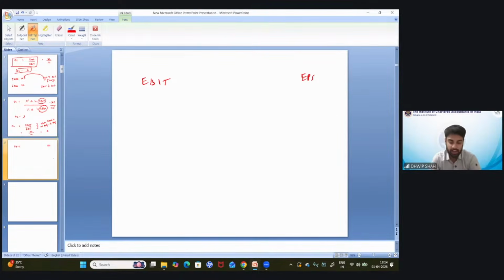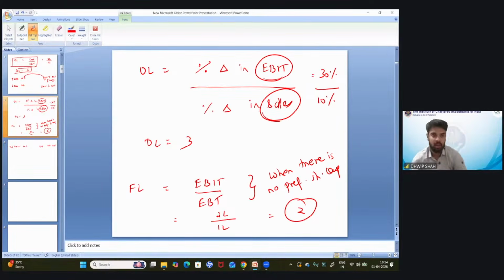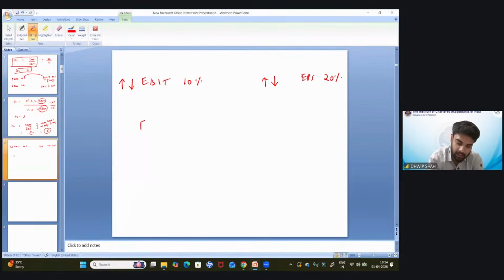Okay? So with the same analogy, financial leverage is a study from EBIT to EPS. So any plus minus in EBIT, let's say 10% plus minus in EBIT, will result in plus minus 20% in EPS if your FL is 2. Are you following? This is how we used to interpret the formula of FL. So what was the interpretation formula of FL? Percentage change in EPS upon percentage change in EBIT.